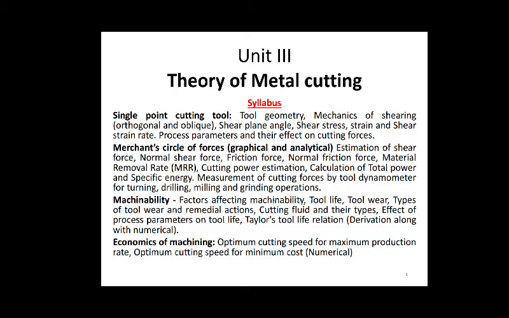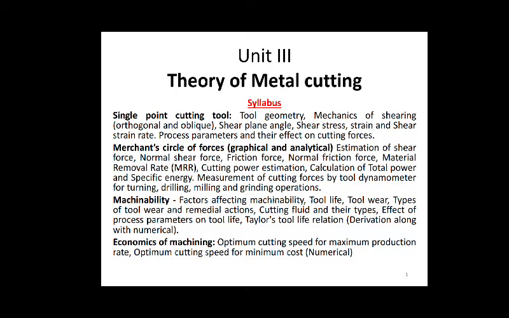normal shear force, friction force, normal friction force, material removal rate, cutting power estimation, calculation of total power and specific energy, measurement of cutting forces by tool dynamometer for turning, drilling, milling and grinding operations, machinability, factors affecting machinability, tool life, tool wear, types of tool wear and remedial actions, cutting fluid and their types, effect of process parameters on tool life, Taylor's tool life relation, that is derivation along with numericals, and the economics of machining, that is optimum cutting speed for maximum production rate, optimum cutting speed for minimum cost.